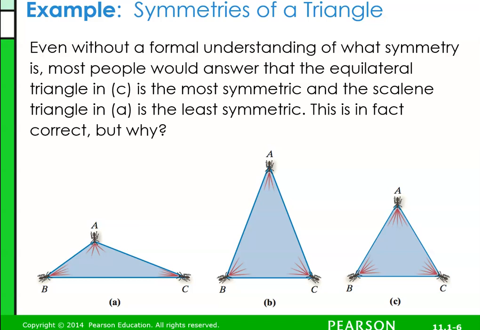as we were just describing it, most people would answer that equilateral triangle, C, is the most symmetric, and scalene is probably the least. Is it correct, though? Why? What do you think about that? Okay, so again, we're going to come back to that.